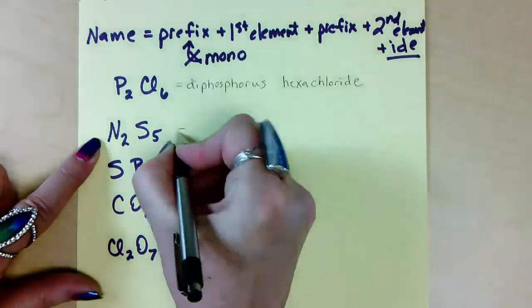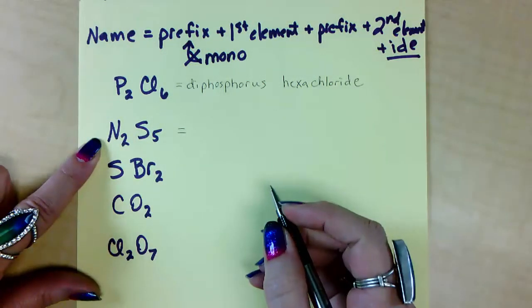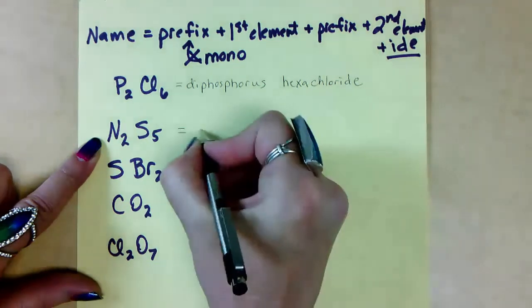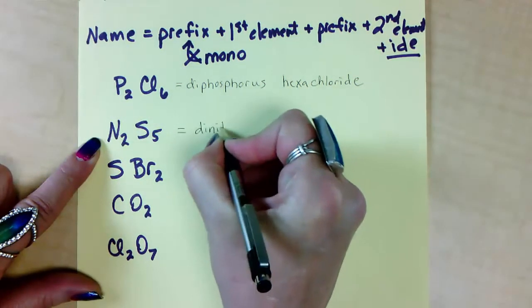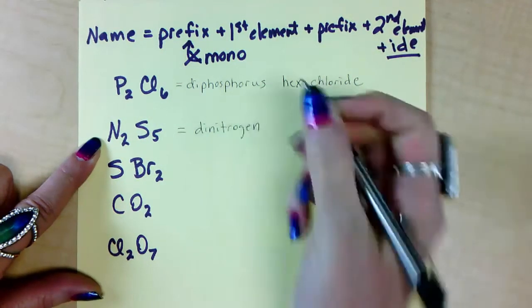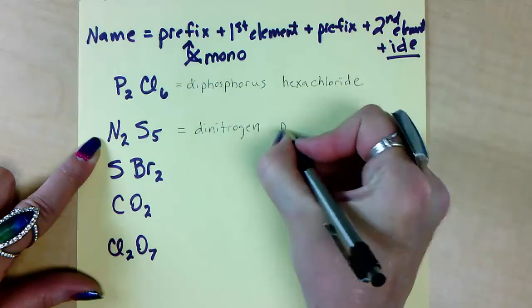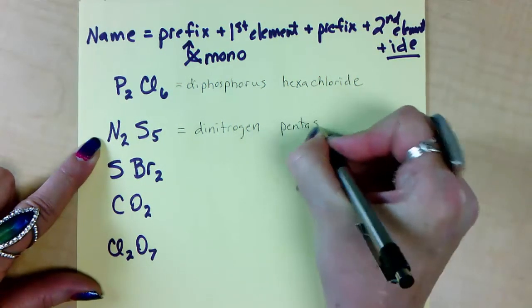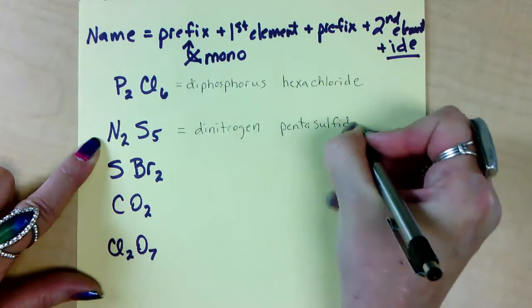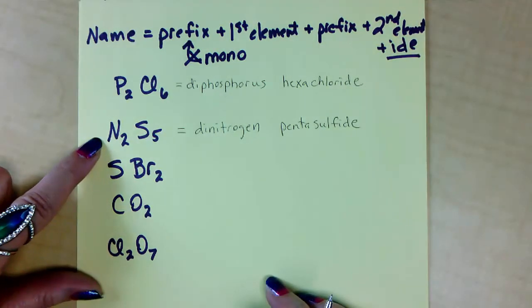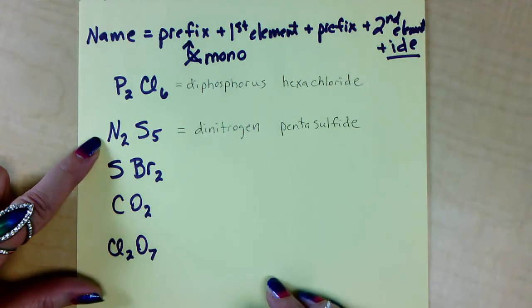All right, next up, N2S5. 2 N's. What's that? Yes, if you said dinitrogen. Dinitrogen. And then 5 S's. 5 is, of course, penta. Pentasulfide. Very good. Dinitrogen pentasulfide.